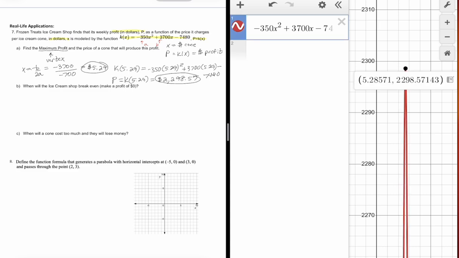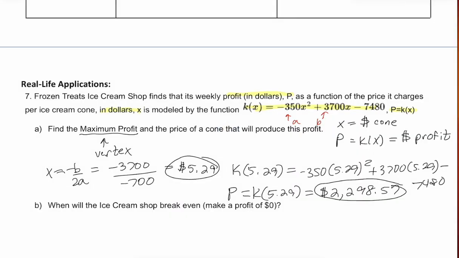So look at that point. $5.29 was our x, rounded to the nearest penny, 2 decimal places. $2,298.57 is the y value that goes with it. So using Desmos to verify your work is a good idea, but you should know how to do the algebra that goes along with the graphical interpretation, the geometry. Those two things should always verify each other, or one of them is wrong. Okay? So there you go for Desmos.